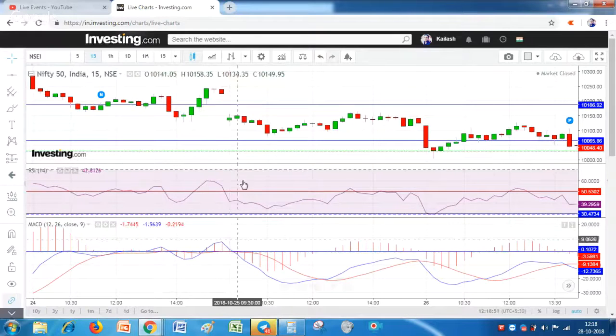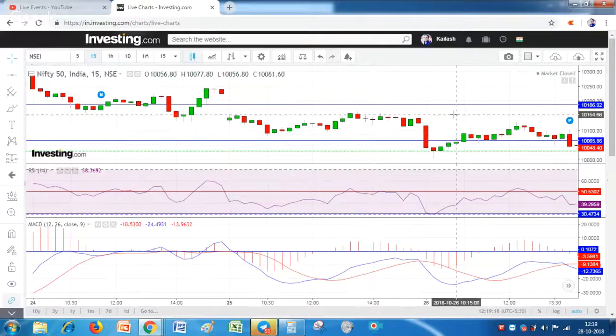See, for intraday, it has shown sell at this level, 10,142. It has fallen down to 10,080. This is on the 25th, yes, it is on the 25th. It has given us 145 and it made a low of 10,085.